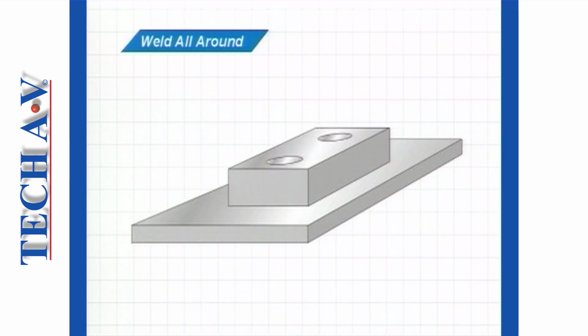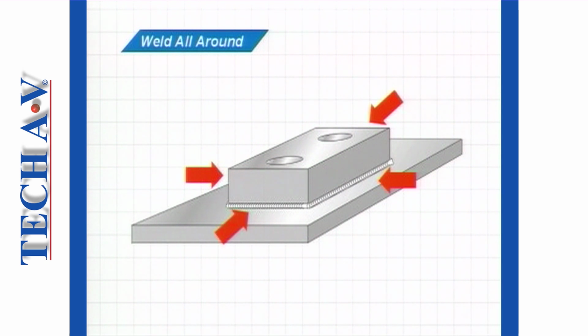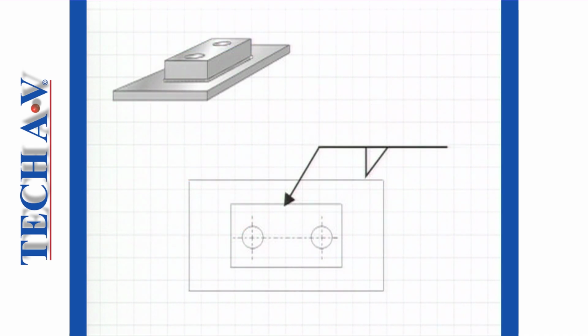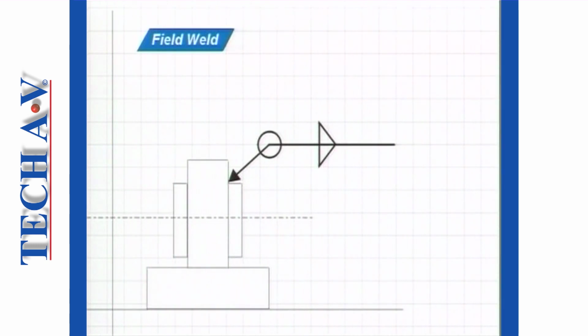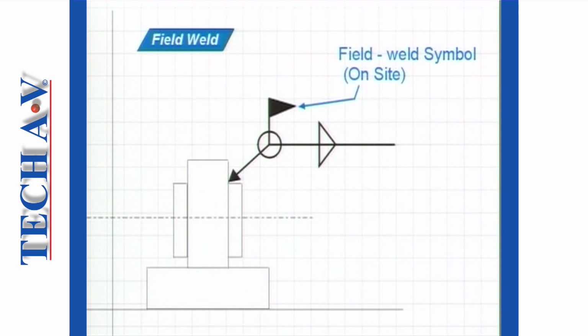Sometimes a member of a joint has to be welded on all of its sides, that is, all the way round the member. This instruction is indicated by placing the Weld All Round symbol at the breakpoint of the arrow. The field weld symbol is a flag placed at the arrow breakpoint, and this indicates to the welder that the weld will be made on site.